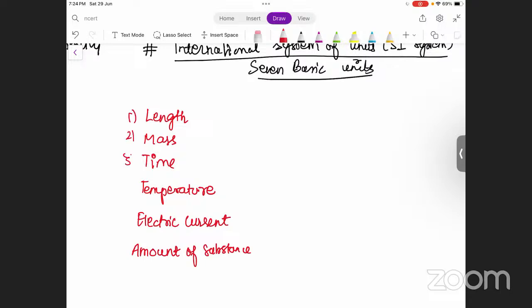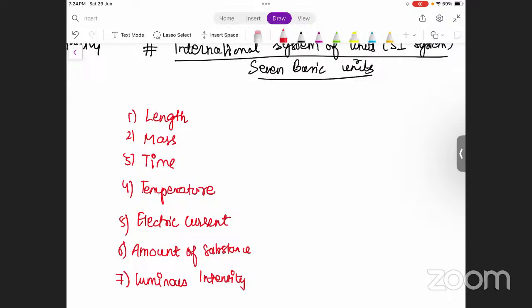Now one more is left. What is that? Luminous intensity, which you will not be using that much in chemistry. Maybe you will see it somewhere in physics. So these are the quantities that we will be measuring: length, mass, time, temperature, electric current, amount of substance, and luminous intensity.